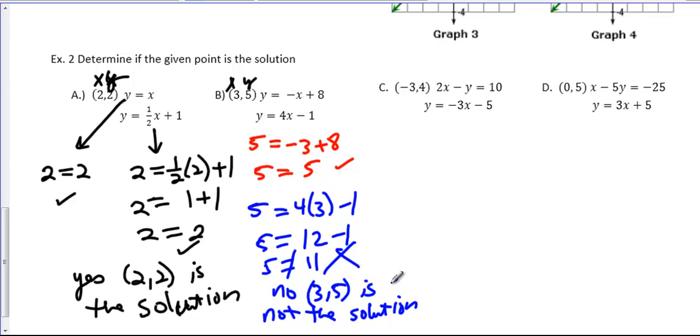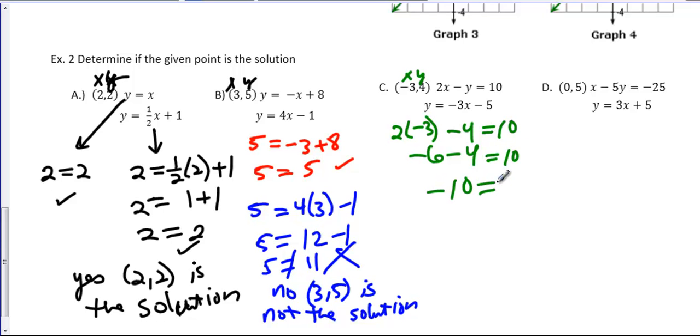Not no solution, okay? Very important to understand. It doesn't mean that there is no solution. It just means that this one point is not the solution. Example C. Again, plug in our points where they belong. So I have 2 times negative 3 minus 4 equals 10. That's negative 6 minus 4, that's going to be negative 10. Negative 10 does not equal 10. We don't even have to check the second point. We can go right ahead and say that no, negative 3, 4 is not the solution.